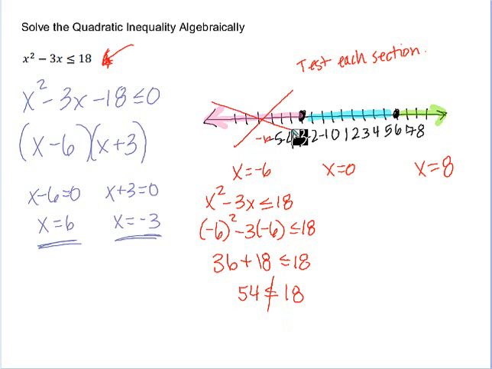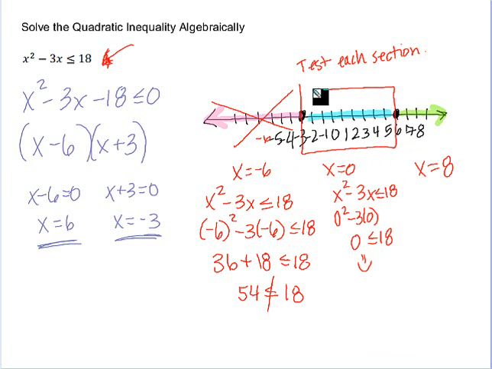Okay. Now we do the same thing with 0. So we're going to plug it into x squared minus 3x and see if that's less than or equal to 18. Well, if we plug 0 in, we have 0 squared minus 3 times 0, which is just 0. And is 0 less than or equal to 18? Yes, it is. So that means that this middle section are going to be solutions that do work.